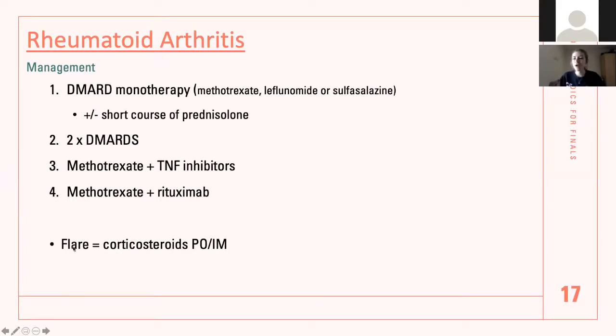And for flare-ups of rheumatoid arthritis in patients, you can prescribe corticosteroids orally or IM. It's also important to note that pregnant women have an improvement in symptoms during their pregnancy. This is thought to be due to the higher natural production of steroid hormones.